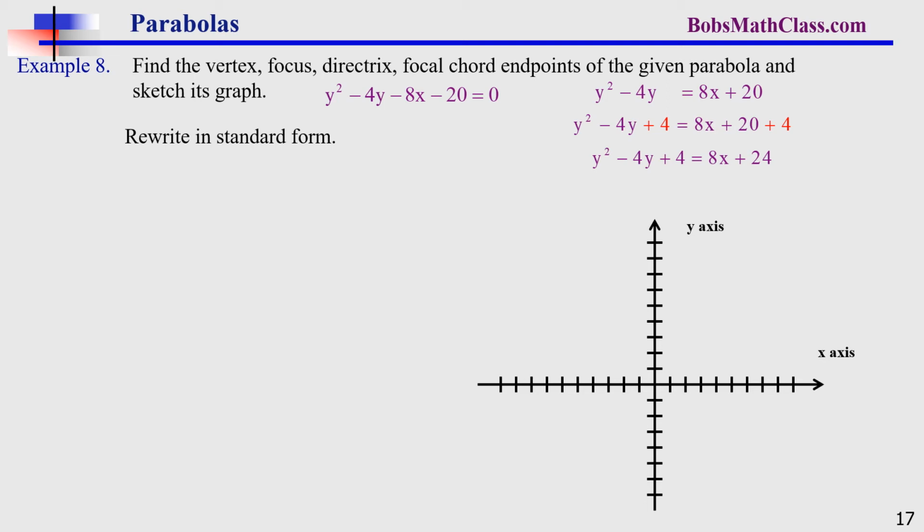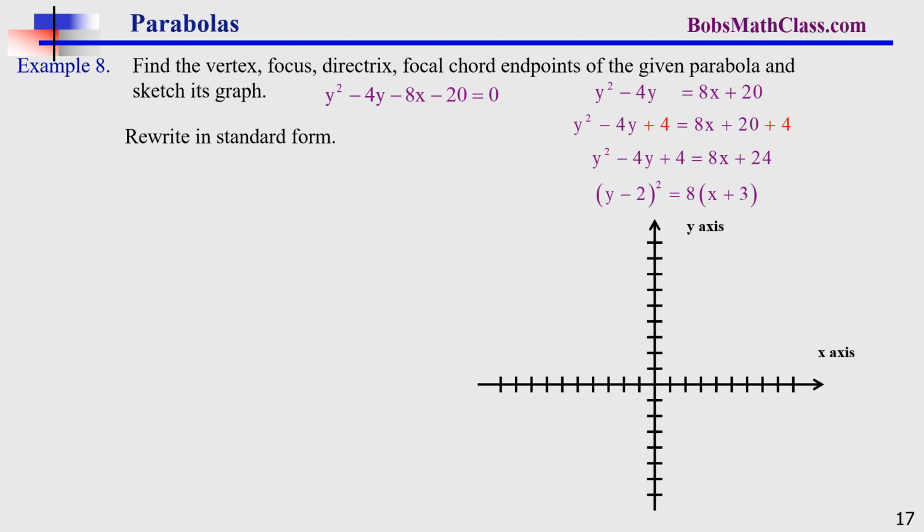And on the right side, factor out the 8. So there we have it. We have the parabola in standard form. Since the y is the variable that's squared, that means this parabola will either open to the left or the right. When the parabola has the variable x that's squared, it either opens up or down.